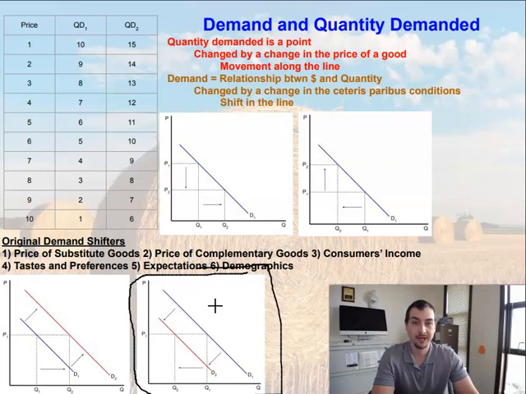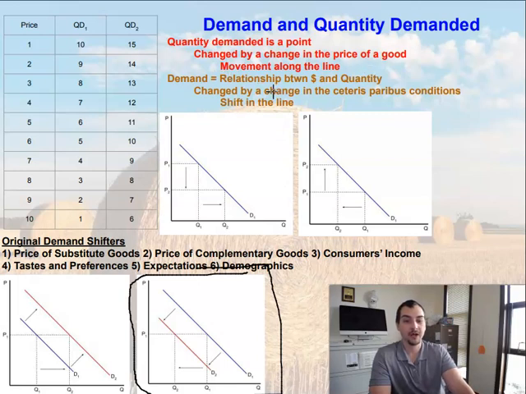So just to recap, quantity demanded is a point. It is a row on this table, whereas demand is the table itself. You only change quantity demanded by changing the price of the good. If price falls, quantity demanded goes up. If price increases, quantity demanded goes down. And it causes a movement along the line.